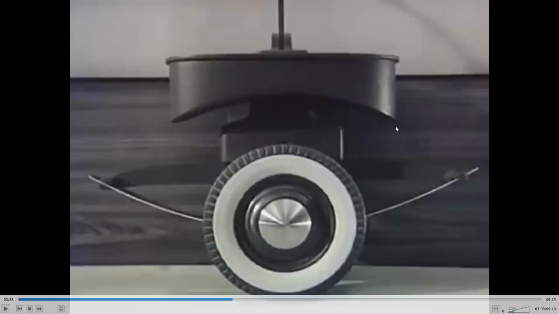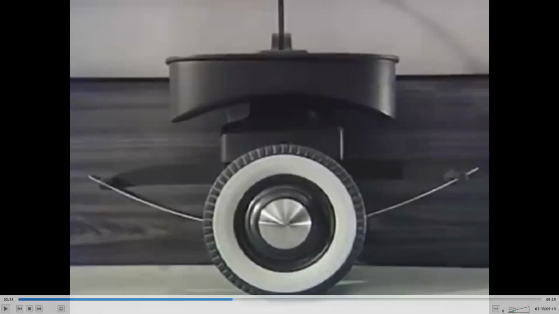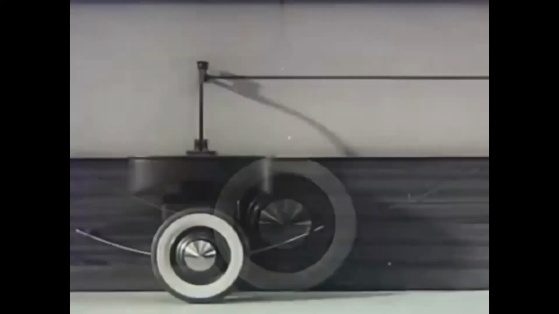So this is one model for the automobile. This is actually a suspension model, and with the help of this you can understand the motion transmissibility. Here the automobile is moving on the road. You can observe that when it passes over the speed breaker, you can see the waveform of the vehicle chassis.